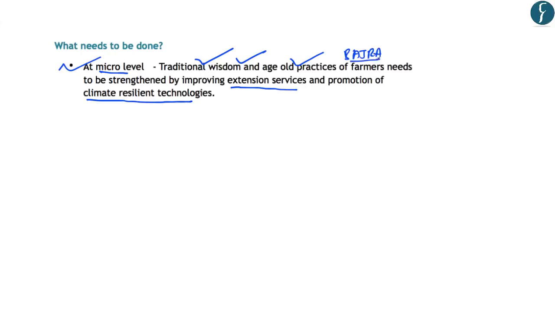So in this regard, it has been highlighted that this wisdom of the traditional farmers should be improved and strengthened by the use of extension services, for example, providing them information by the use of Krishi Vigyan Kendras, etc. Further, they should also be made aware about the climate resilient technologies like the use of micro irrigation by the use of drip irrigation or the sprinkler system. So at the micro level, what is required is the good mix of traditional wisdom with the scientific techniques of modern times. So this can help in making the agriculture more climate resilient.